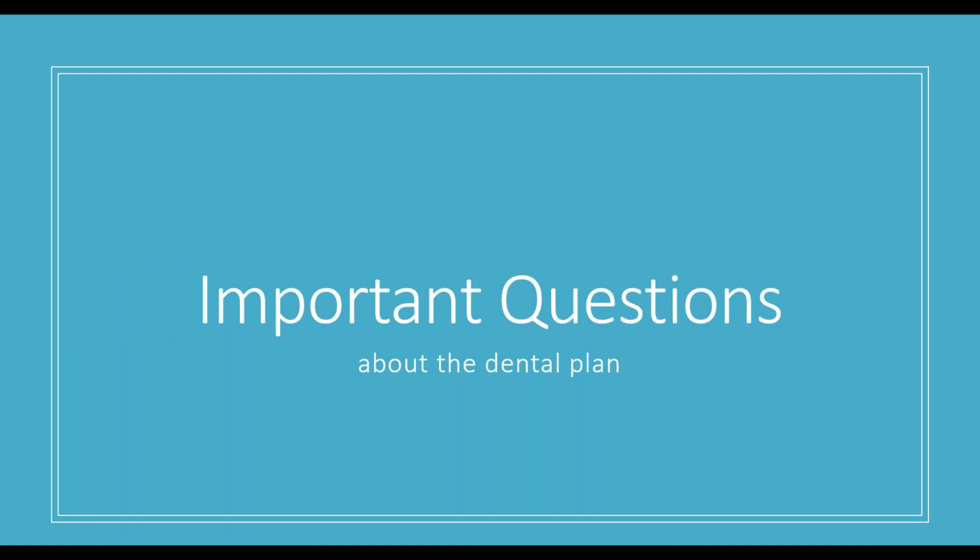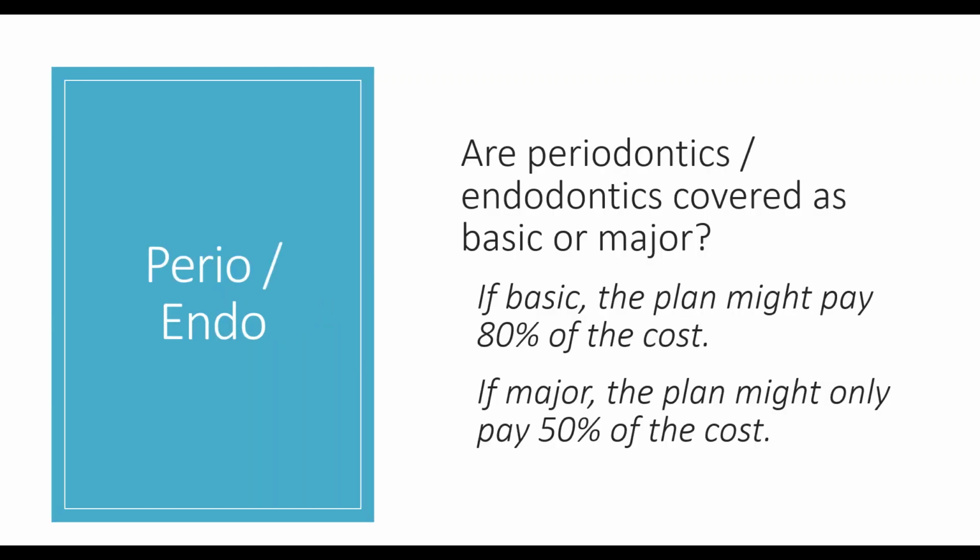So now that we understand the basics, there are some important questions that we need to ask about the dental plans that we're selling. One is, how are periodontics and endodontics covered? Are they covered as a basic or major benefit? If they're covered in the basic category, then the plan might pay 80% of the cost. So the member would only be responsible for 20%. If they're covered as a major service, the plan might only pay 50% of the cost.